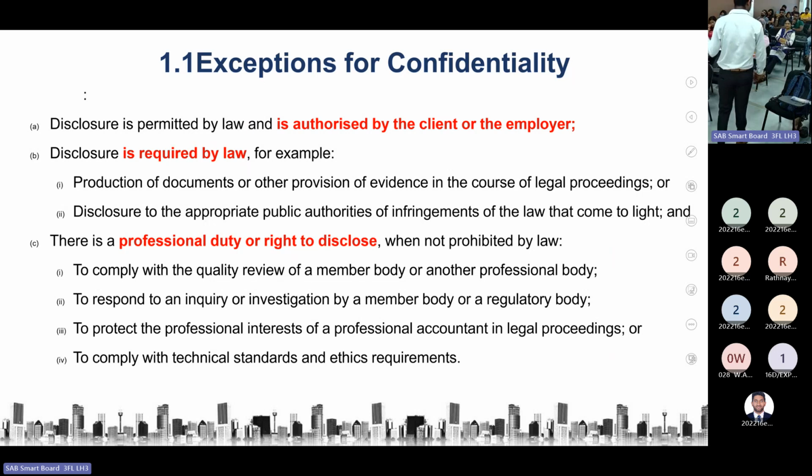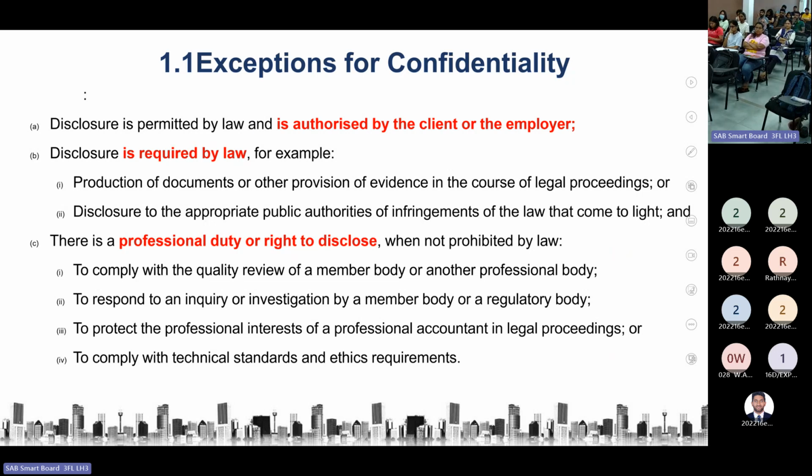But there are some exceptions for the confidentiality. Disclosure is permitted by law and is authorized by the client or the employer. If it is required by the law, or the client is telling you to tell it to someone else, the client is actually giving the authorization to disclose it, then you can disclose. Right? You can disclose. And also, disclosure is required by the law.